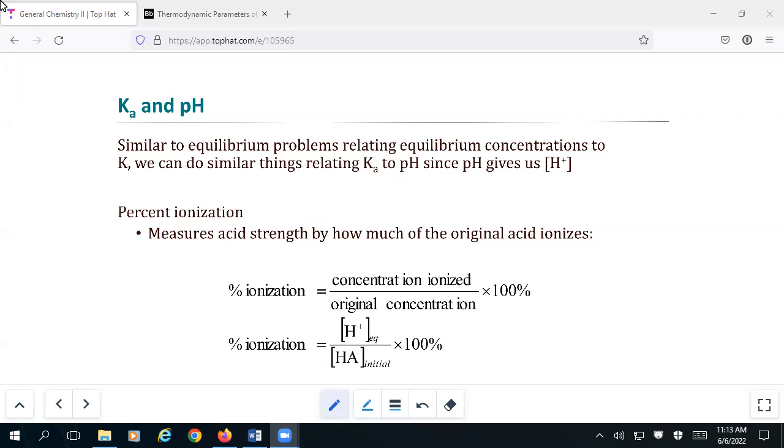So between Ka and our already known notions of acid strength based on strong acid, weak acid, percent ionization is another way that we can characterize it.